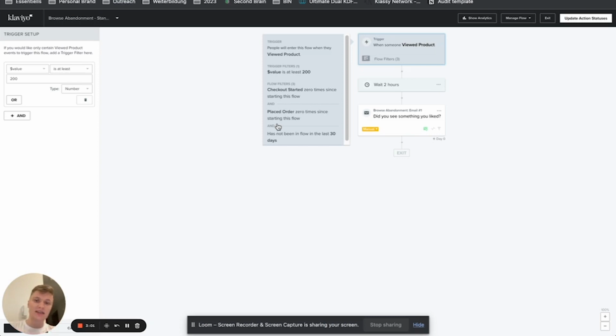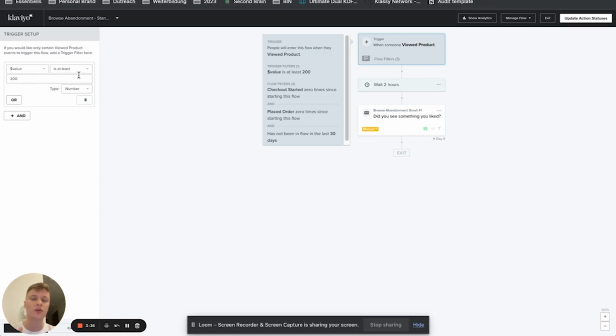which means in this case, this trigger gets just triggered if this is the case. So if someone views a product where the value is at least $200, then the trigger gets triggered and the flow starts. So that's essentially the filter that you have on the trigger filter. The flow filter is for the whole flow, and it's more so to kick someone out of the flow. The trigger filter is essentially for the starting action. Trigger filter, starting action, flow filter throughout the flow.